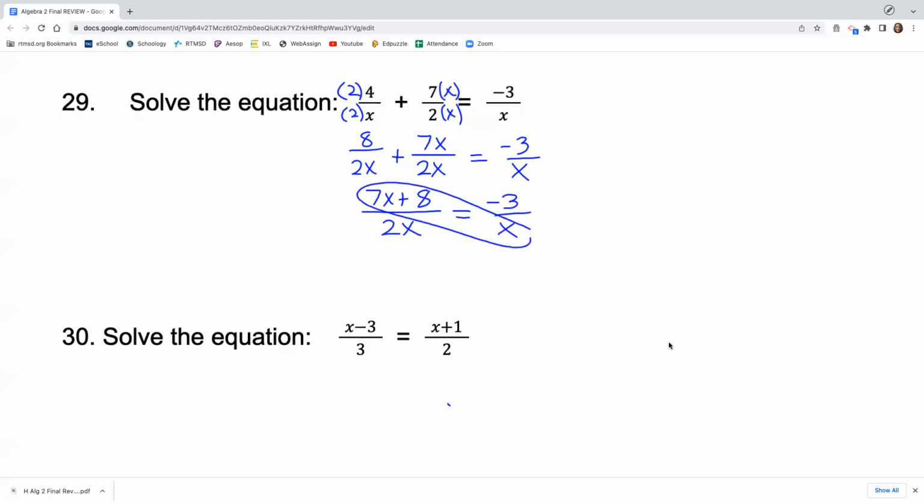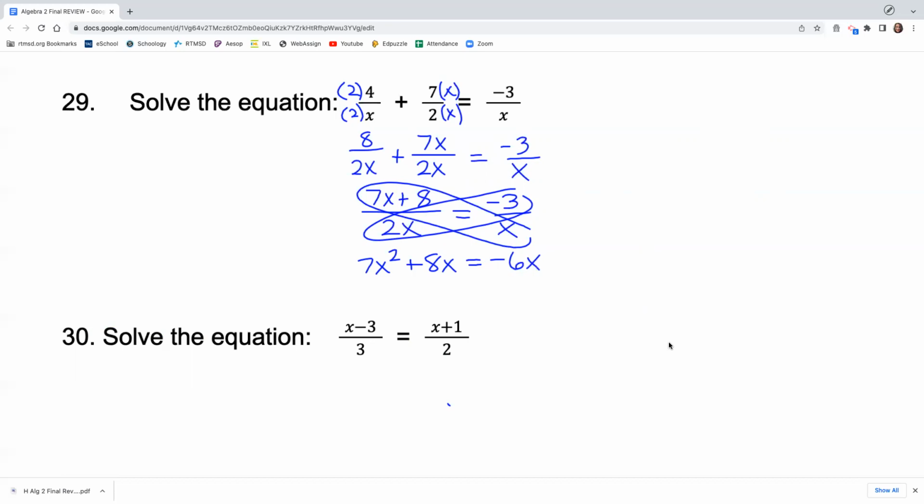Our whole goal in solving an equation is solving for the variable which makes the equation true. So I multiply 7x plus 8 all by x. Instead of showing the distributive property, to save time, I'm just going to multiply 7x by x, which turns into 7x squared, and 8 by x turns into 8x. And then on this side, 2x times negative 3 is negative 6x. We need to solve this equation.